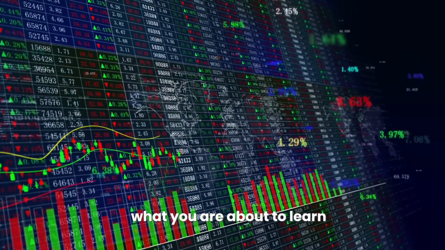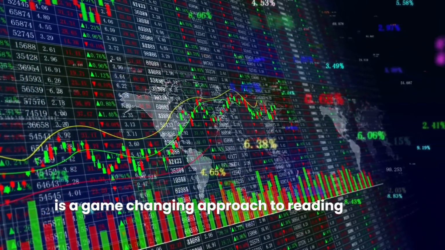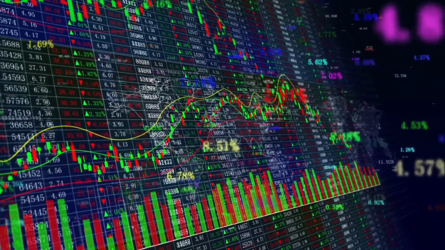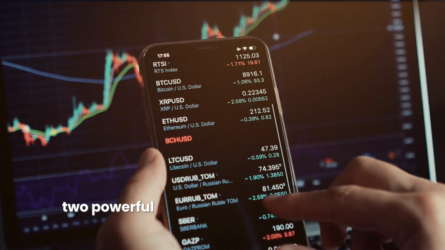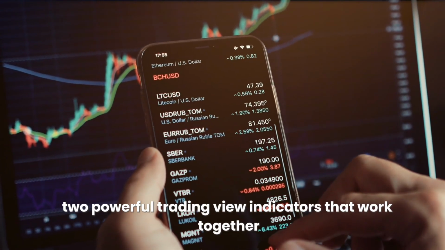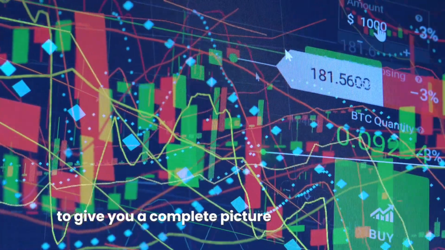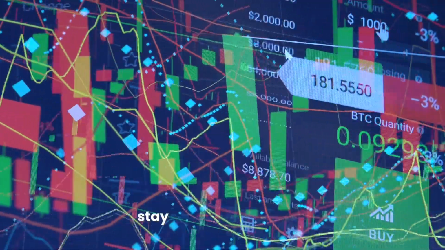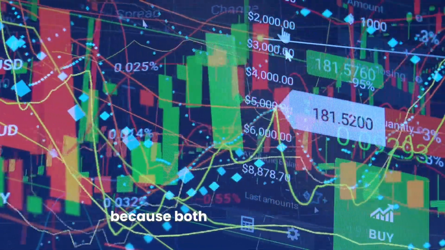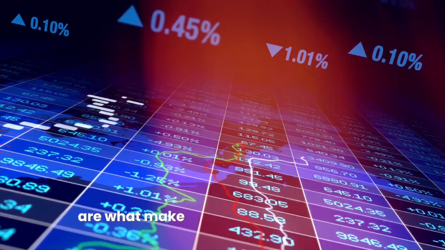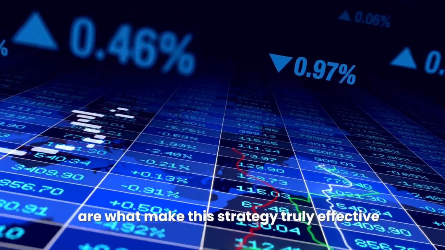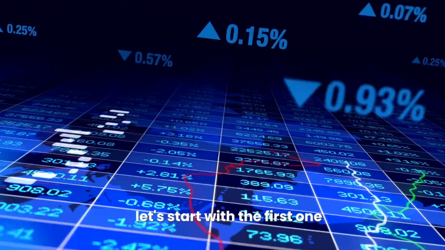What you are about to learn is a game-changing approach to reading volume in the market. We are going to explore two powerful TradingView indicators that work together to give you a complete picture of market activity. Stay with me until the end, because both indicators together are what make this strategy truly effective. Let's start with the first one.